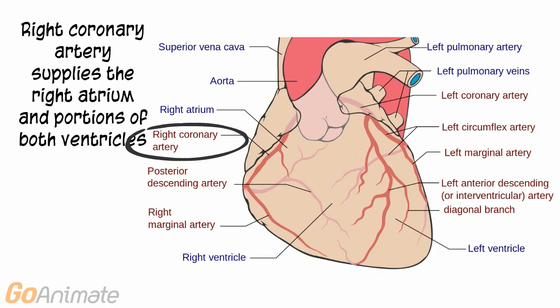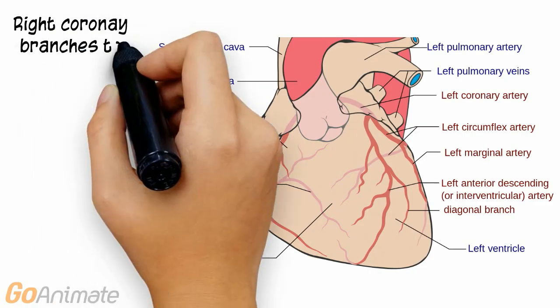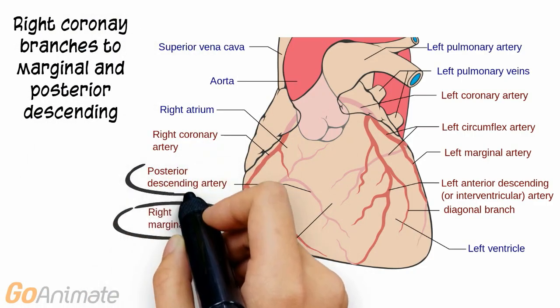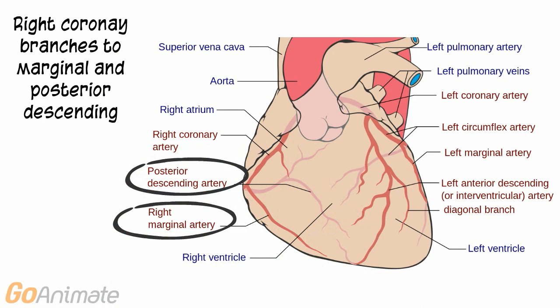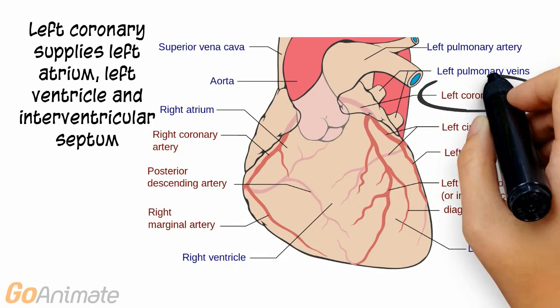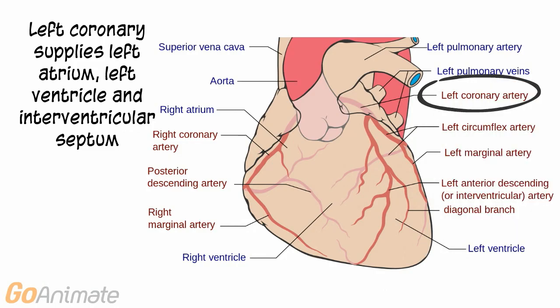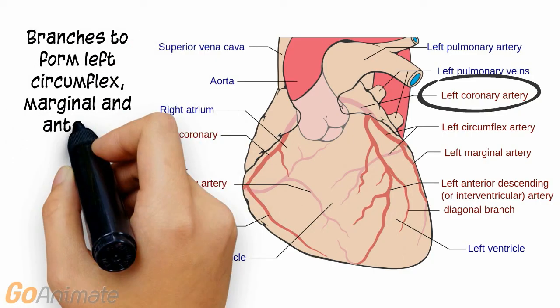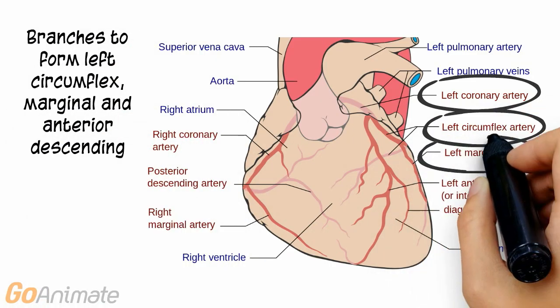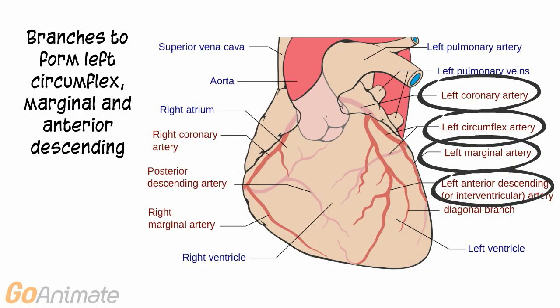The right coronary artery supplies the right atrium and parts of both ventricles. It branches to form the marginal and posterior descending. The left coronary artery supplies the left atrium, left ventricle, and interventricular septum. It branches to form the circumflex, marginal, and anterior descending or interventricular arteries.